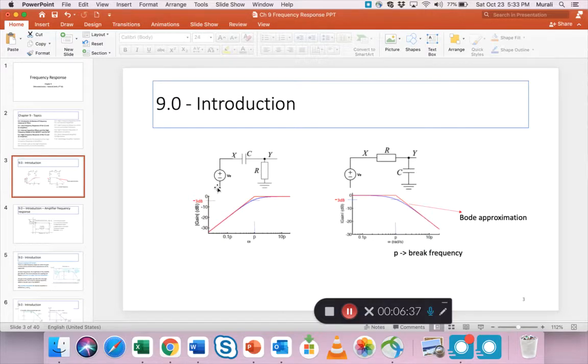In this kind of circuit, which we have studied a lot, nothing happens above the 0 dB line, because that's the maximum gain you can expect in a circuit.